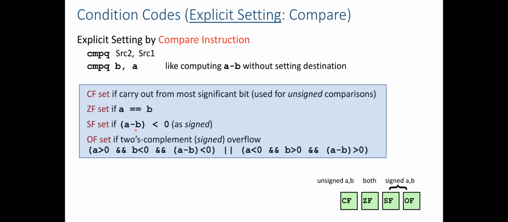If A minus B, in this example here, is less than 0 and A and B were signed values, then the sign flag would get set. And a similar thing happens when you compute A minus B and check for overflow. And these are the conditions that are going to be checked for there. And so basically you'll notice that if A and B are unsigned, then the carry flag comes into play. Regardless of whether they're signed or unsigned, the 0 flag comes into play. And if A and B are signed values, then SF and OF are used.